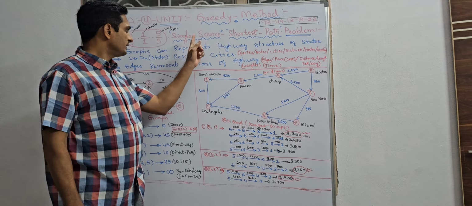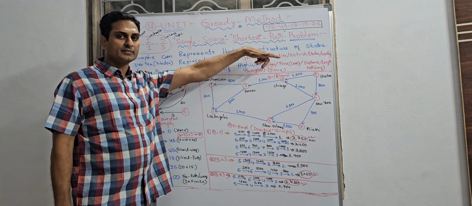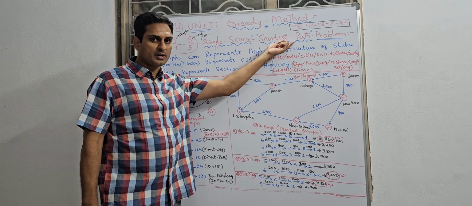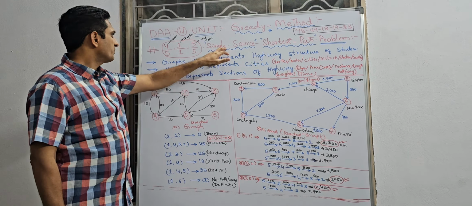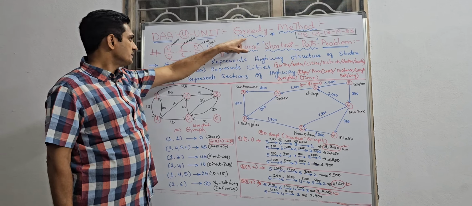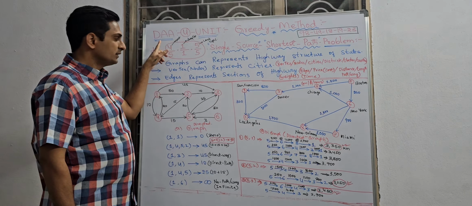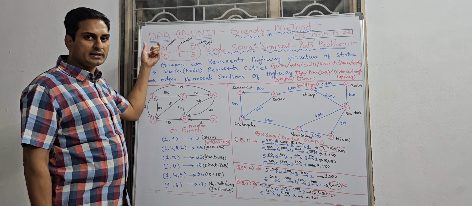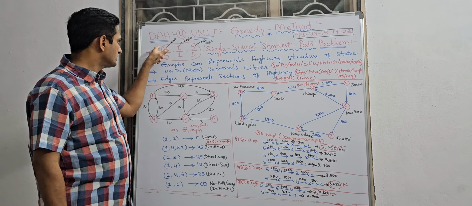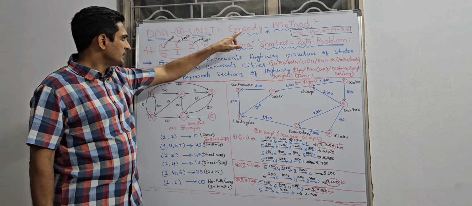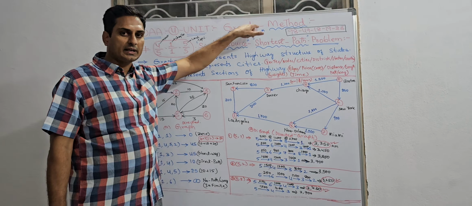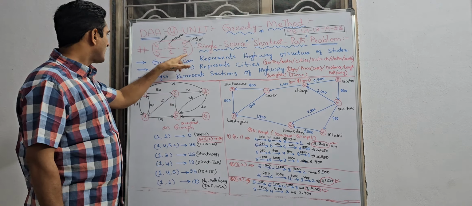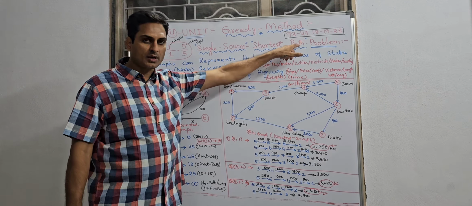Today my topic is the single source shortest path problem. Single source: from one place, we need to find the shortest path. This is a topic from the greedy method, which is in the 4th unit of the DAA subject, Design and Analysis of Algorithms: designing and constructing algorithms and doing some analysis on them. Greedy method is one of the techniques to design algorithms. In that, the last topic is the single source shortest path problem.